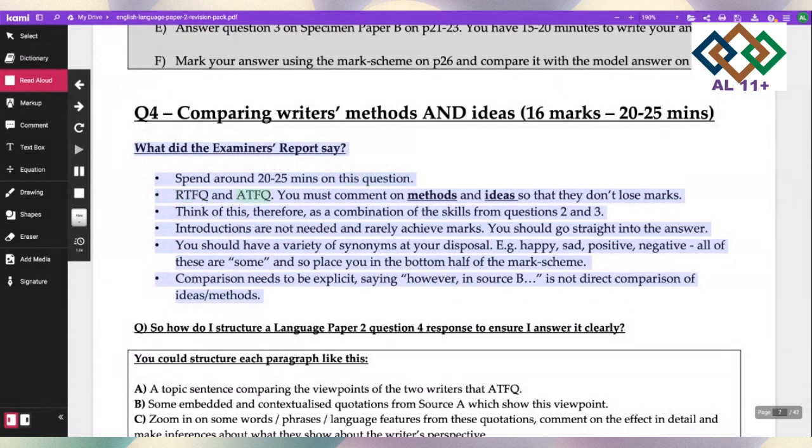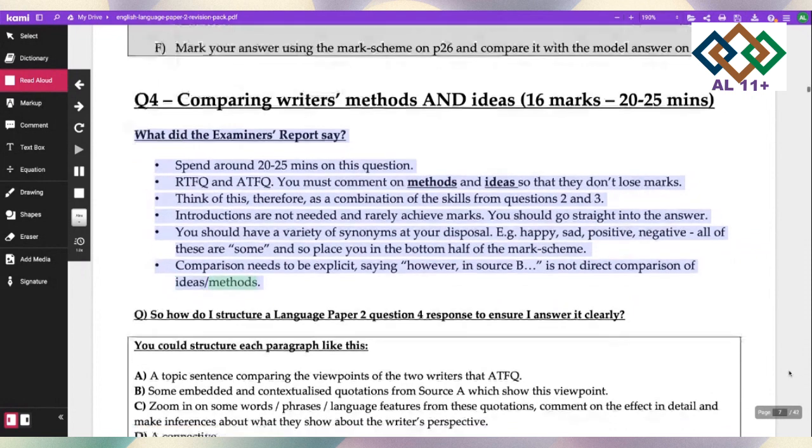Read the question and answer the question. You must comment on methods and ideas so that you don't lose marks. Think of this, therefore, as a combination of the skills from questions 2 and 3. Introductions are not needed and rarely achieve marks. You should go straight into the answer. You should have a variety of synonyms at your disposal, e.g. happy, sad, positive, negative. All of these are simple and so place you in the bottom half of the mark scheme. Comparison needs to be explicit; saying, however, in source B, is not direct comparison of ideas and methods.